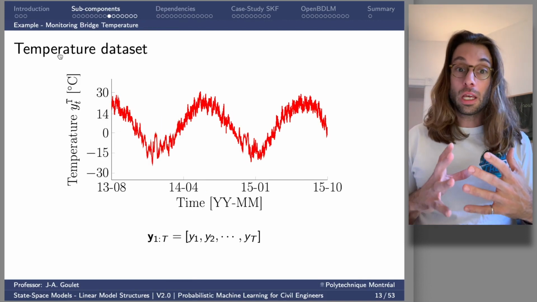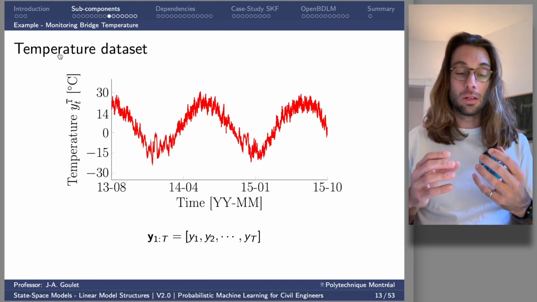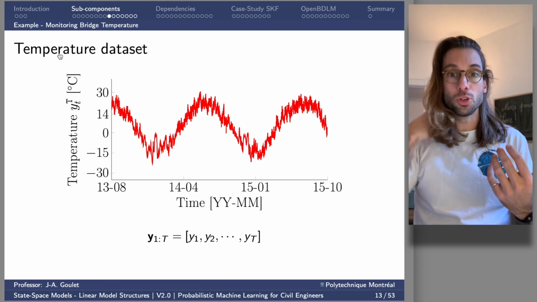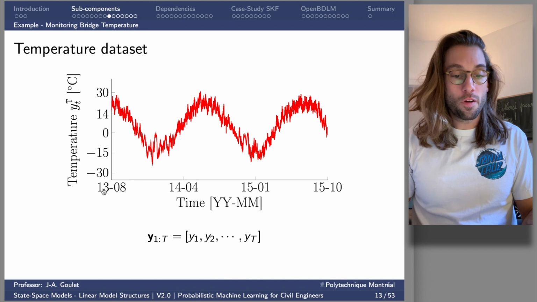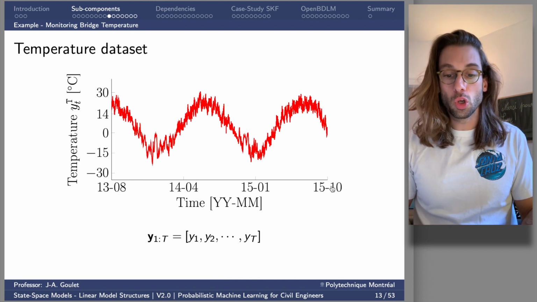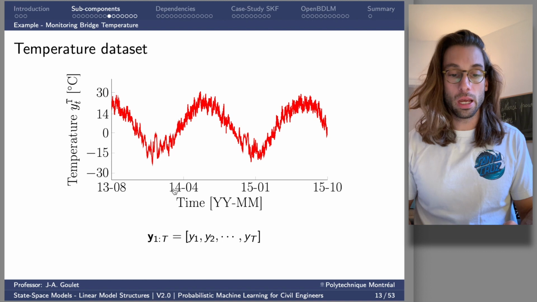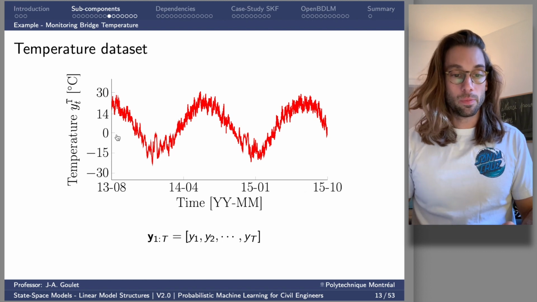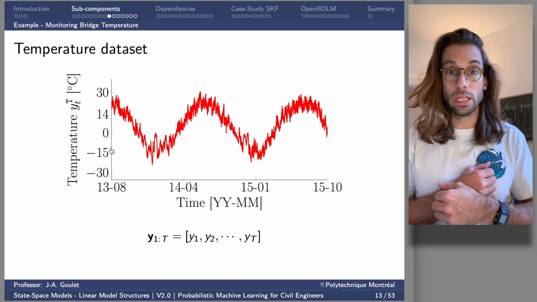So here we're going to look at some data set. What we have is some temperature data, from August 2013 till October 2015, okay? So what you see here is temperature data recorded on a structure. The horizontal axis is time, the vertical axis is the actual temperature, okay?